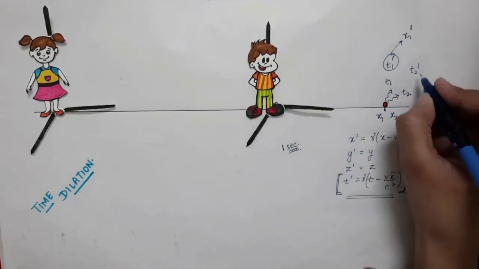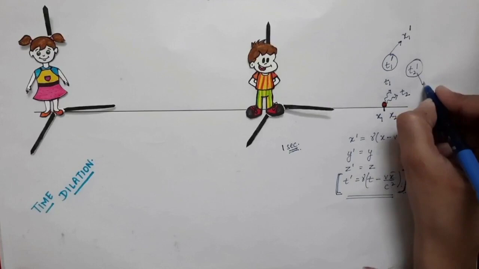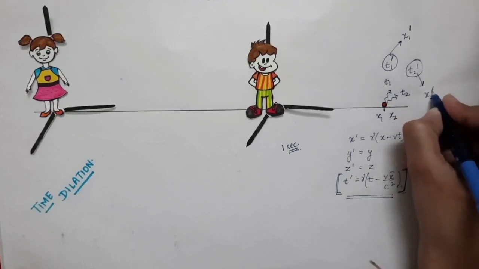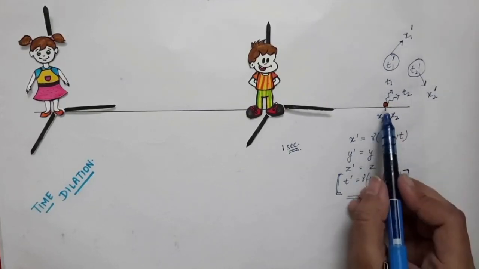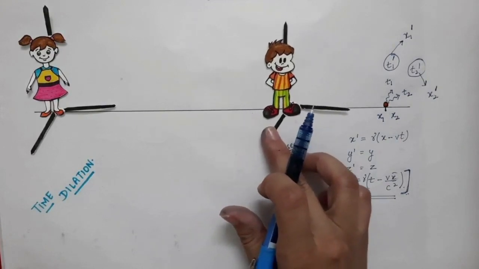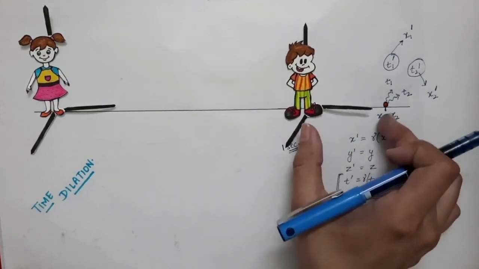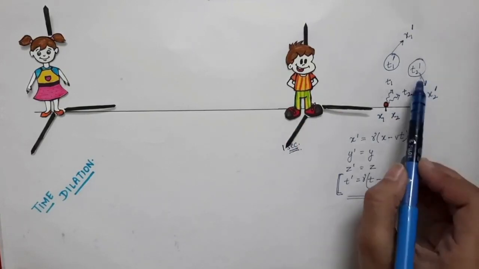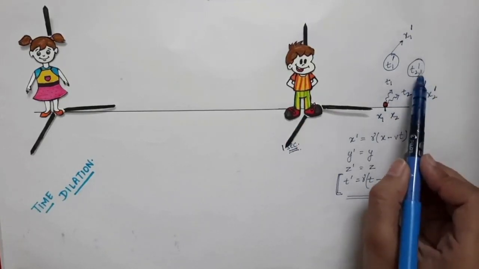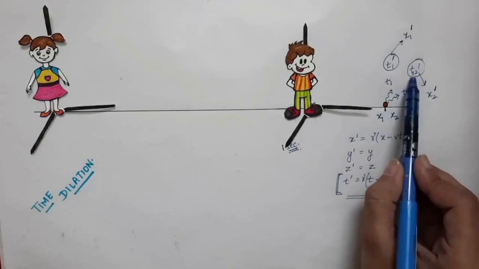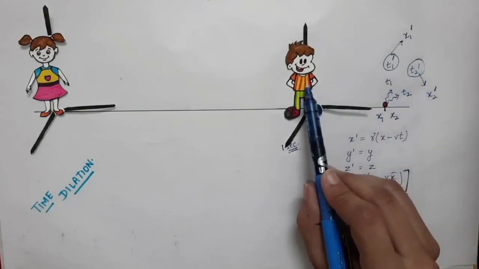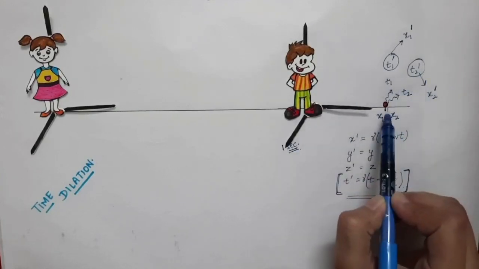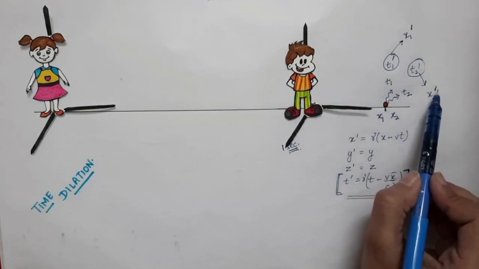And at t2 prime, x2 prime was the position. So with time, your friend is moving in this direction, so with time the position of the source is changing with respect to your friend. So at t2 prime, that is at another time when the second event occurred at t2 prime in sigma prime frame, in that case the position of the object was x2 prime.